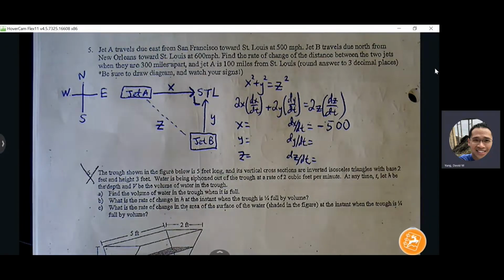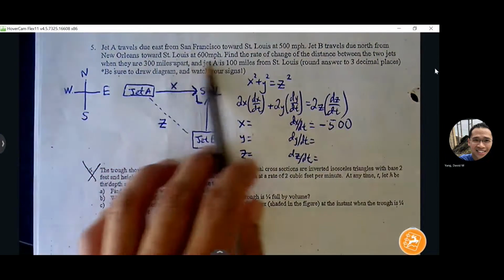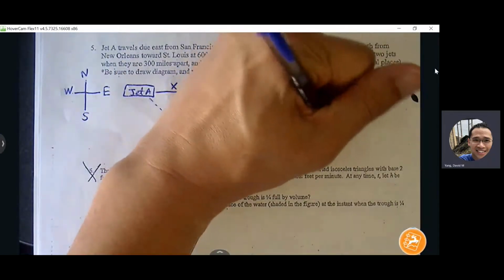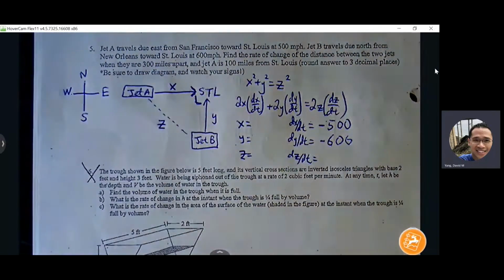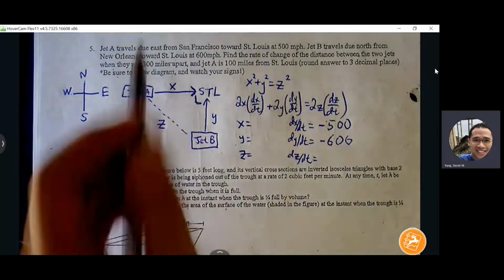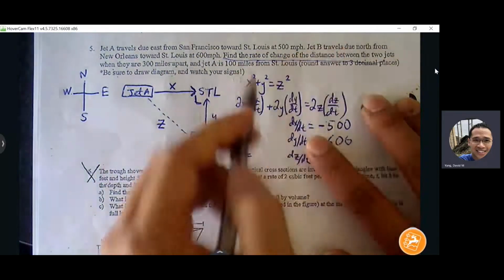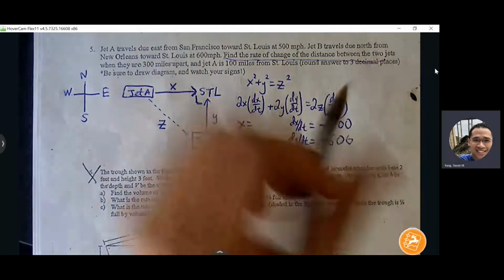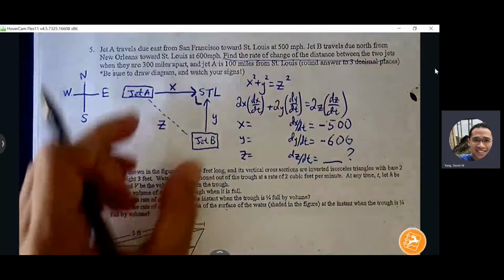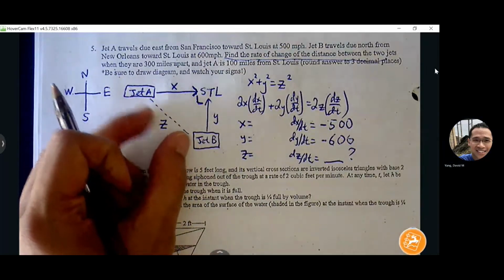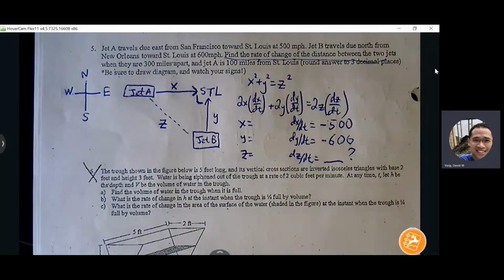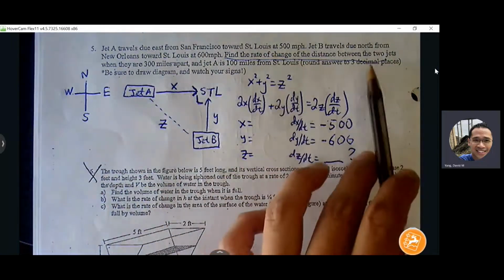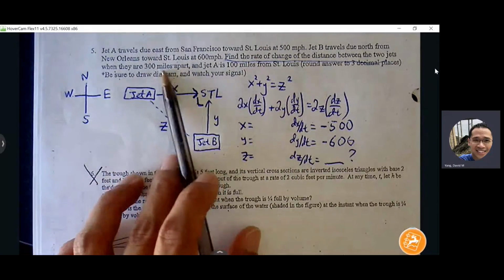dy dt, negative 600. The distance between jet B and St. Louis is decreasing at a rate of 600 miles per hour. Find the rate of change of the distance between the two jets. What are we looking for? dz dt. Ultimately, at the end, we're also expecting a negative value, right? So when everything's said and done, if we plug everything in, we should get a negative number in return.